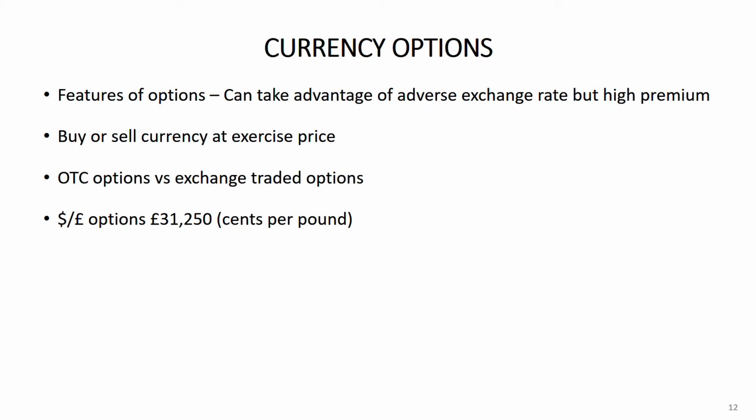Dollar per pound options, and the contract size is 31,250 pounds. Why have they given cents per pound? They have priced it that way, right? The option is priced in cents per pound. That means the premiums they are talking about. Just go through this table.